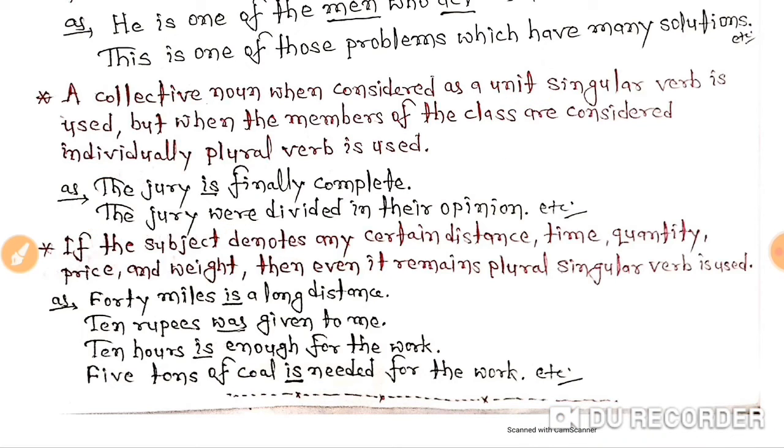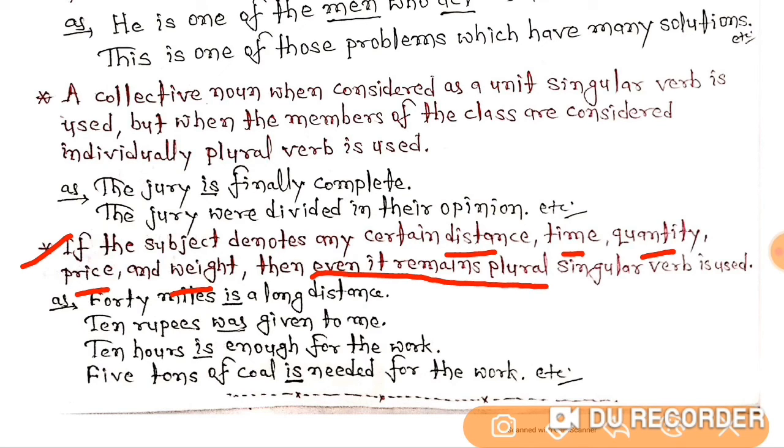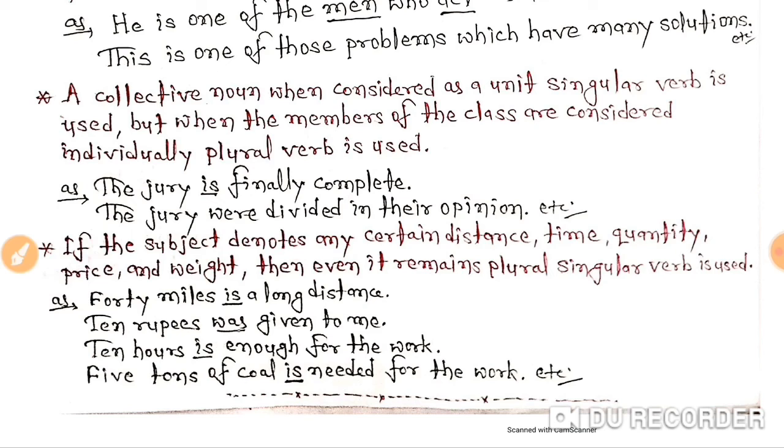The last rule tells you students that if the subject denotes any certain distance, time, quantity, price, and weight, then even it remains in plural number, we have to use singular verb, right students? Okay, let's understand its examples. 40 miles, 40 miles, when we speak out, it seems plural, but here I have done what? Is what? That is singular verb.